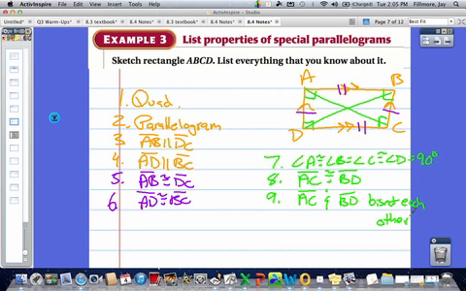You might have different numbers if you split some of these up separately. We could go separately and say all these halves are congruent instead of the whole things. You could split up number 7 into several different statements, but this is a summary of everything we know about this if it's a rectangle, a lot of information.